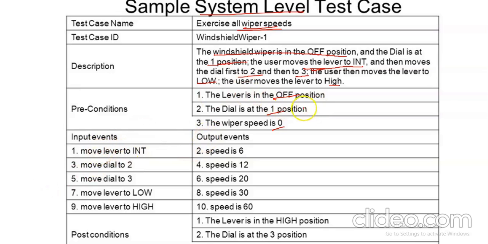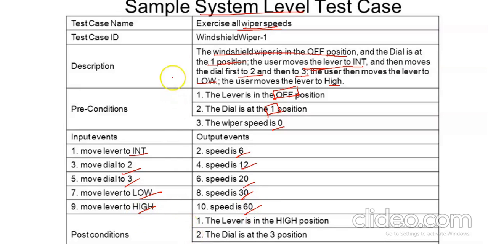Okay, my lever is initially off. If I move the lever to int, my speed is 6 because my dial is initially 1. Then move the dial to 2, my speed is 12. Move the dial to 3, my speed is 20. Then if I want to increase the wipes, I have to move the lever to low. No problem about the dial because it is applicable only to the int. Whatever it may be, 1, 2 or 3, my low will be wiping 30 wipes per minute and then my high will be wiping 60 wipes per minute.